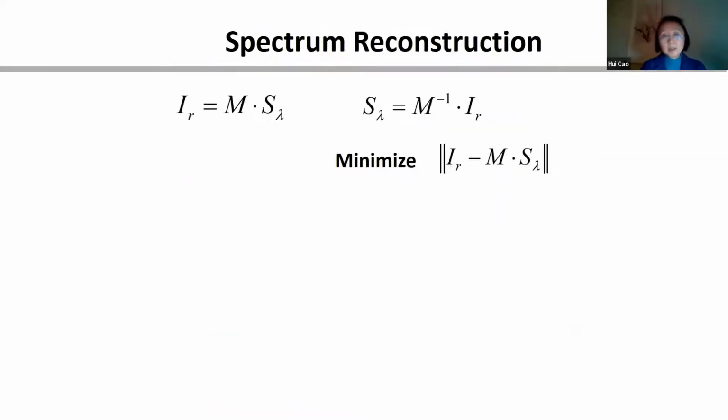After we calibrate it, we can recover the spectrum. For any unknown spectrum, we measure the intensity pattern, and then we can recover the spectrum by multiplying by the inverse of the transfer function. But the inversion of a matrix is not always well defined if we have noise. So alternatively, we can use a nonlinear optimization technique to minimize the difference between the measured intensity pattern and the product of the transfer function times the spectrum.